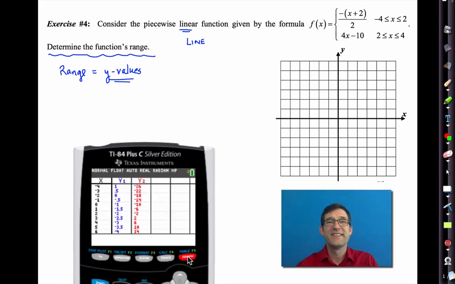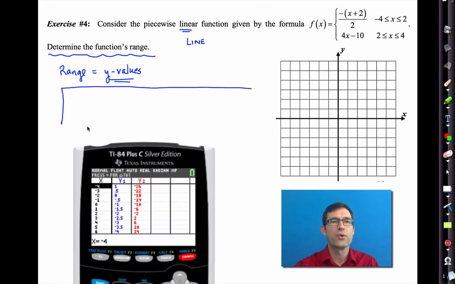All right, great. We're in our table now. Notice that we've got an x column, a y1 column, and a y2 column. The y1 column was that first formula, the y2 column was the second formula. We want to read off the first column all the way up until x equals 2. I'm going to put my values down right here in a table.